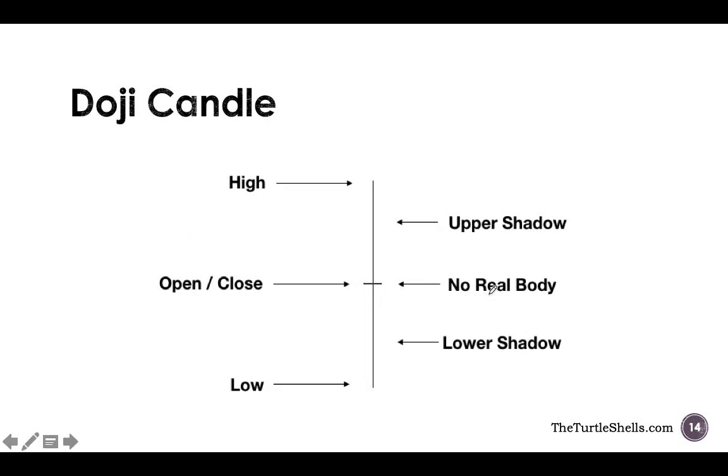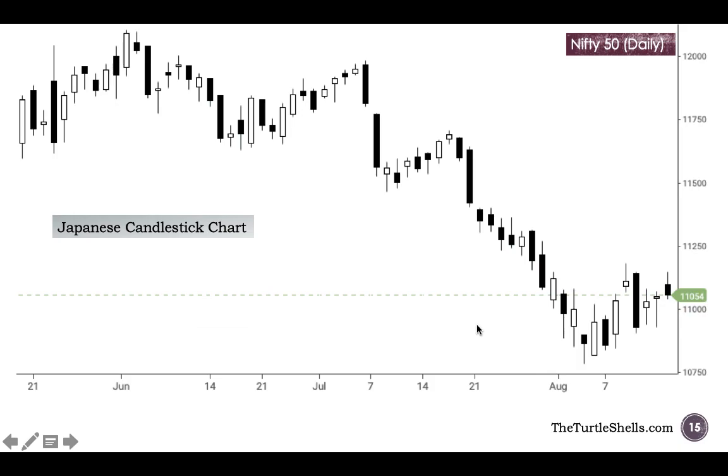Doji candle, as it's very obvious, it doesn't have any real body. It has long upper and lower shadows in this case. Now the opening and closing obviously are the same in this case, so that is why we say that the market is flat, or the market is confused, or the bulls and the bears are in equilibrium, or the power of the bulls is equal to the power of the bears.